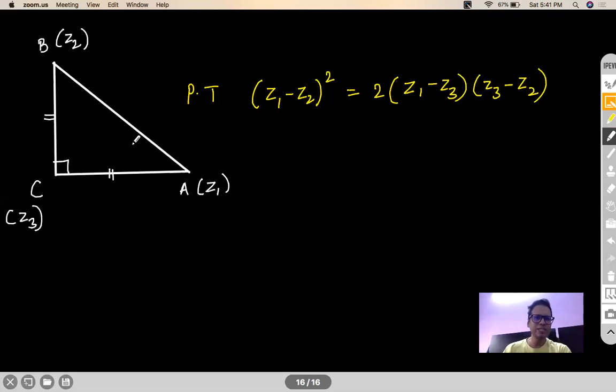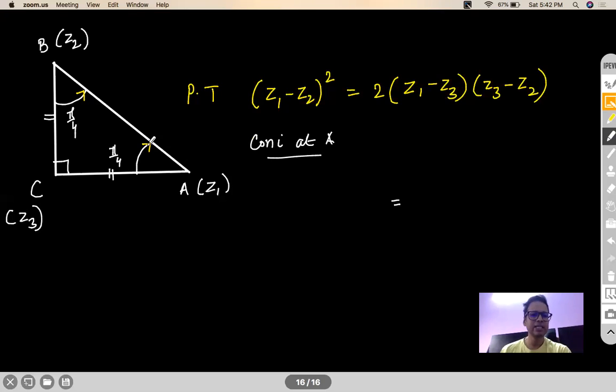Let us apply Kony at A and B. This is 45 degrees. This is also 45 degrees. Now I will choose a direction. Let's choose clockwise here, and anti-clockwise here. Now if I write Kony at A, since I've chosen a clockwise direction, first of all I will have to use minus pi by 4.